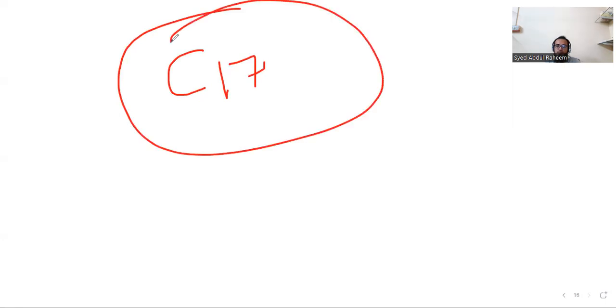C17. C17 is a good remedy. It works on removing toxicity from the body, or any type of allergen in the body. How many plants does it have? It has 6 plants.